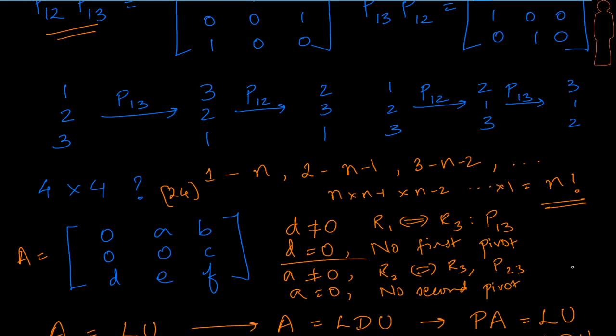Okay, does that mean that's the end of the story? No, there is still one left, and that is C. If C is equal to 0, there is no third pivot. But if C is not equal to 0, we will definitely have a unique solution, right?